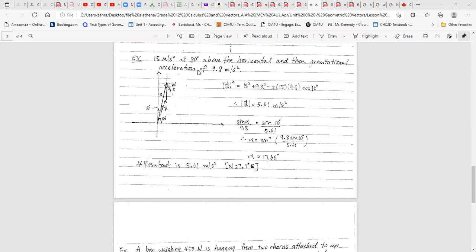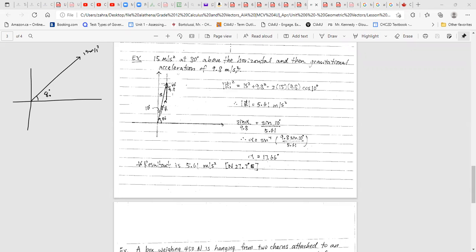Here's another example. Okay, so here is another example. 50 meters per second squared at 80 degrees above the horizontal. So it means we have a vector 80 degrees above horizontal here. The other is 15 meters per second squared.